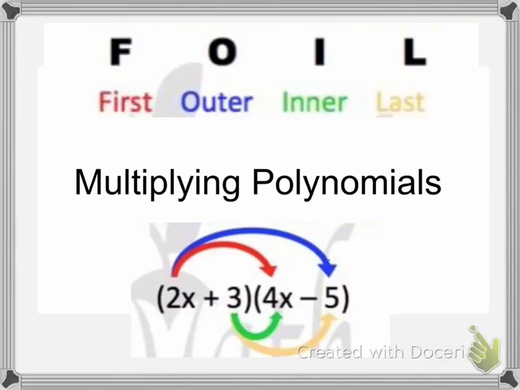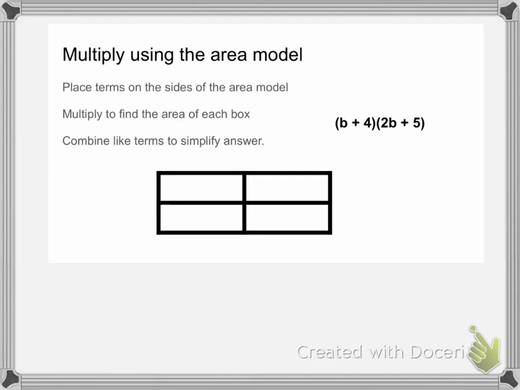Okay, tomorrow we're going to work on multiplying polynomials. All right, and you have more than one term in the first set of parentheses. So you can use the area model like we've done all going through elementary school and middle school, or we can use the acronym FOIL to give us directions on what to multiply. F stands for first term, O stands for outer terms, I stands for inner terms, and L stands for last terms. So first, let's go back and let's remember the area model.